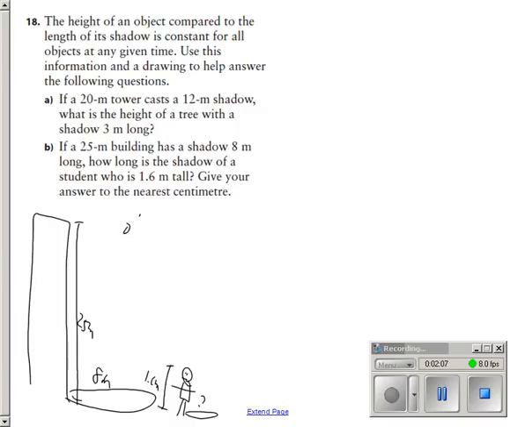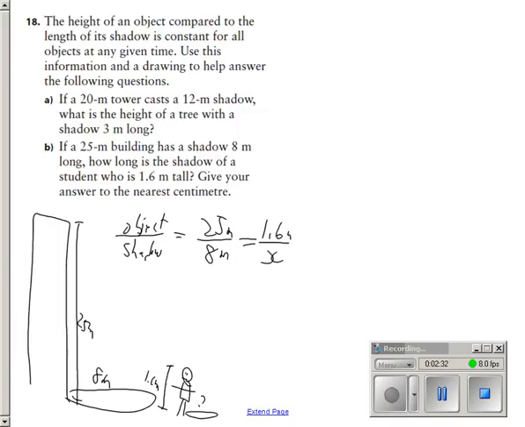So again, we're going to have this object to shadow ratio. And we'll say the object for the first one that we know is 25 meters, and its shadow is 8 meters. That is a ratio. That will be proportionate to, or equivalent to, whatever you want to use: the object, which is the student's height, 1.6 meters, to its shadow.